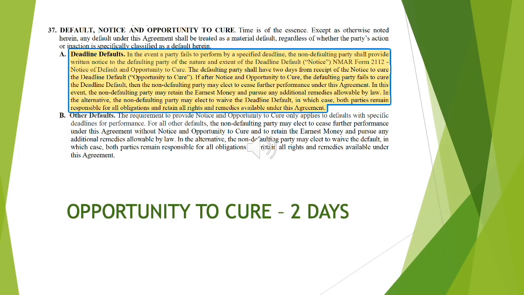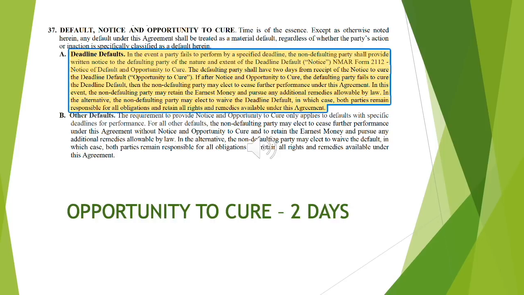Paragraph 37 is our default paragraph, and we are introducing a new concept in this paragraph that is really a deviation from the way we've been doing business. So it's very important for everybody to understand how this works now. First of all, we've divided our defaults into deadline defaults and other defaults. Let me take a step back and just say that under our current purchase agreement, the default paragraph states that in the event that there's a default in the performance of the parties, then the non-defaulting party, the party who didn't default, can cease performance.